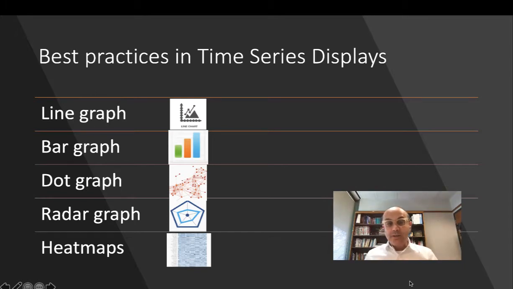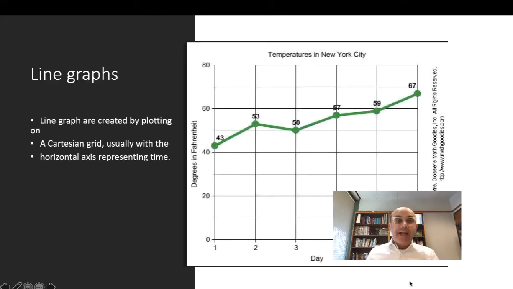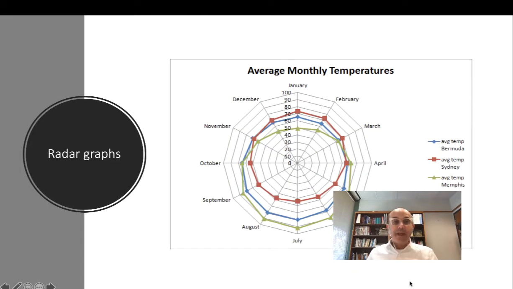The reason that I chose this book is the idea of best practices in time series display. He laid out five types of visualization: line graph, bar graph, dot graph, radar graph, and heat map. And he gives the rationale for why they are best practices. The line graph is usually created by a plot and usually has a background in order for us to see how time is being played out, to display the overall performance of the data.